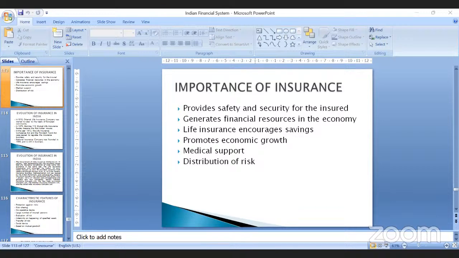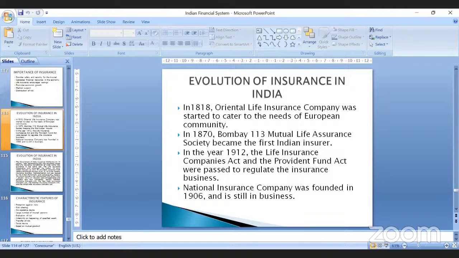Now, when we are talking about the history of insurance, insurance is very deep rooted in India. Insurance is mentioned in various mythological books, right? It is mentioned in Kautilya's Arthashastra and things like that. So, when you're talking about the evolution of insurance in India, in 1818, Oriental Life Insurance was started to meet the needs of the European community, because we were in the clutches of the East India Company, right? In 1870, Bombay Mutual Life Insurance Society became the first Indian insurer, right?